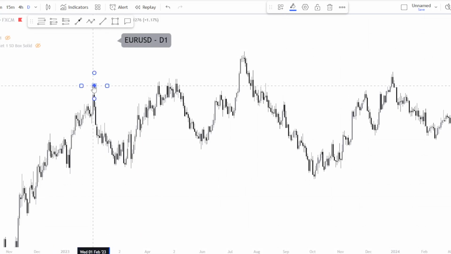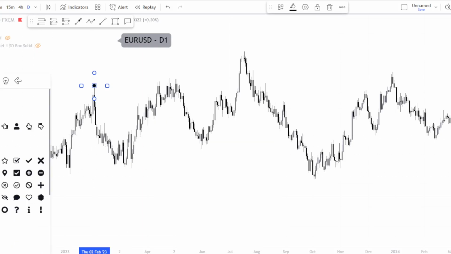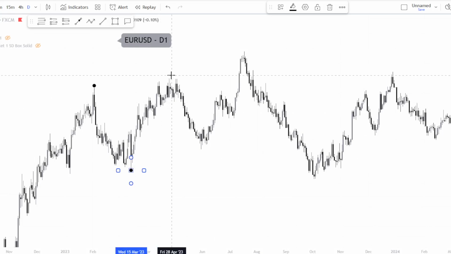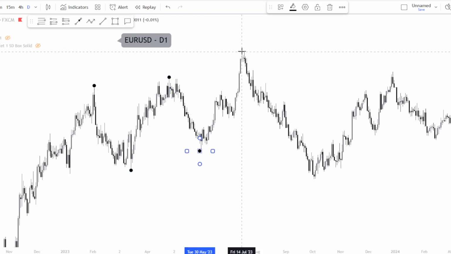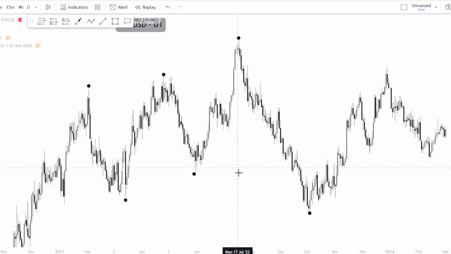So the black dots will annotate daily structural highs and lows. So we have a structural high, a structural low, structural high, structural low, structural high, and we've had a break of structure. So we have a structural low over here. So this is how I've marked out my daily structure on EUR/USD.